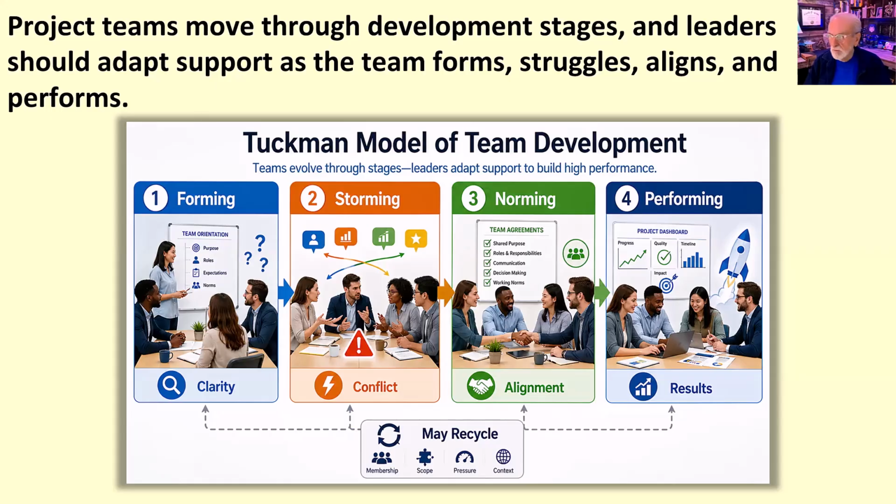The Tuckman model, which is shown up here, the Tuckman model of team development has these four stages: forming, storming, norming, and performing. In newer versions of this, there's also an adjourning phase that we talk about, but we also have this concept now of long-lived teams, so we may or may not see this adjourning phase.